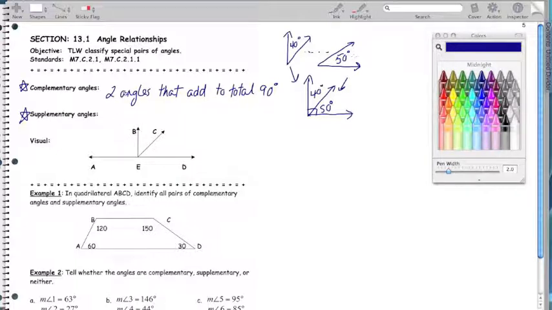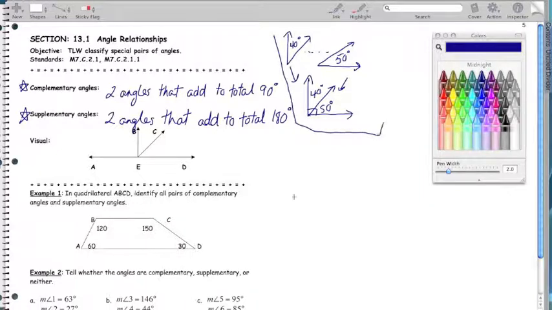Now supplementary angles, very similarly, are two angles, but they don't total 90, they total 180. So two angles that add to total 180 degrees. That would be something like if we had one angle that was an acute angle, maybe this one was, I don't know, 30 degrees. And then I had another angle and it was 150 degrees. It was an obtuse angle.